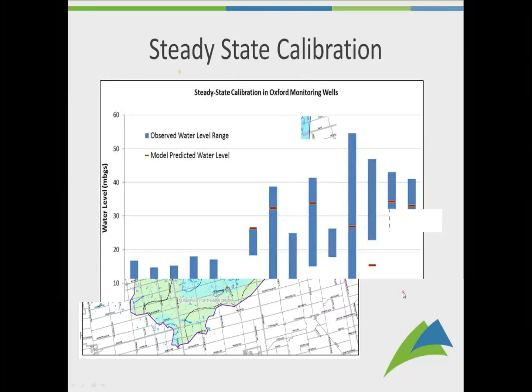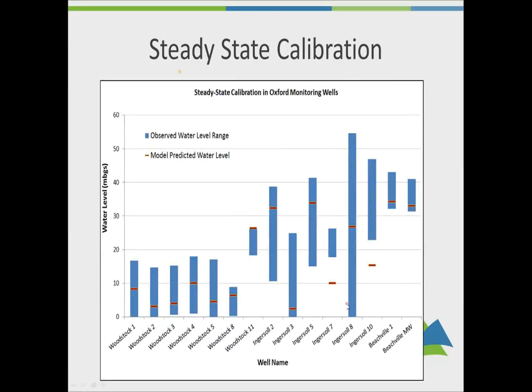One last point on the steady state calibration: because the focus of this project was on the municipal wells, we wanted to make sure that the model was representing the water levels at these wells. So this figure shows the range, shown as blue bars, in water levels at each municipal well, as well as the steady state water level predicted by the numerical models, shown as red lines. So ideally, we'd want every red line to fall within these blue bars, and we've done a good job in all of them except for two wells here in Ingersoll.